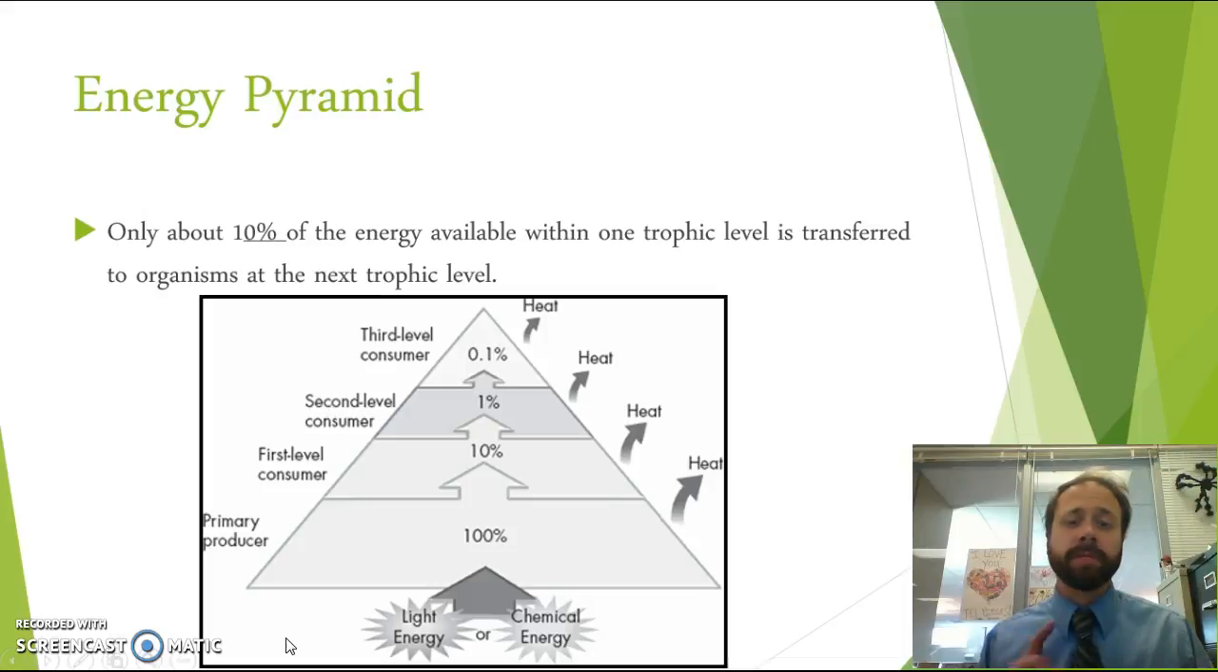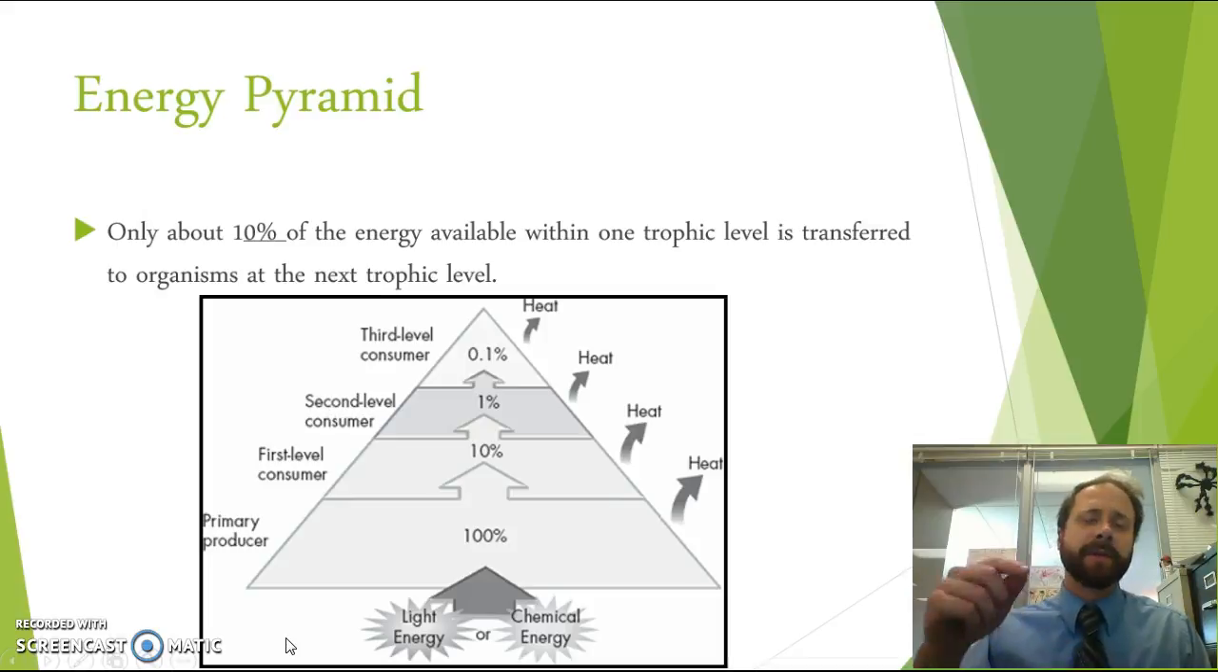It's lost as heat, and also the organism that had eaten something before, that had energy in it, that food that it ate, it uses some of that energy itself to run its own life processes. But then again, it's also lost as heat. So 90% of it is used up or lost as heat, and then 10% of it moves on to the next level.